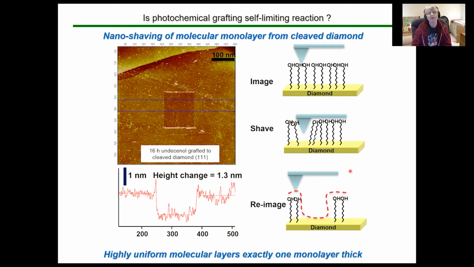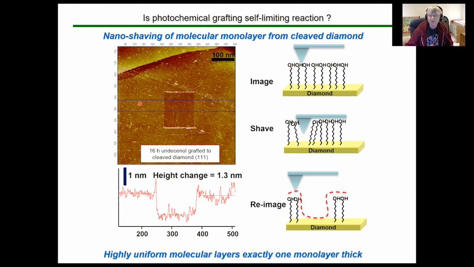Now, early on, we were worried about, I pointed out the idea that, well, you have to put energy into the system. We're putting energy in the form of light. And you might ask the question, how do we know that this layer actually stops at one layer and doesn't continue to form goopy polymers? Well, one way that we did that was to take a single crystal cleaved diamond 111. This is the sample that Jim Butler kindly lent us.